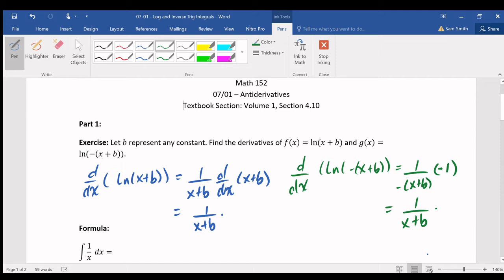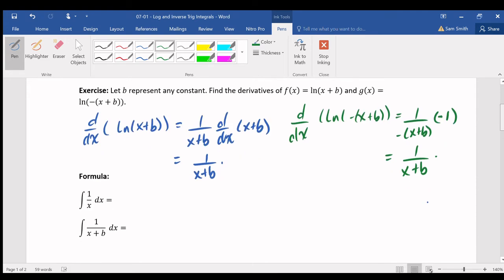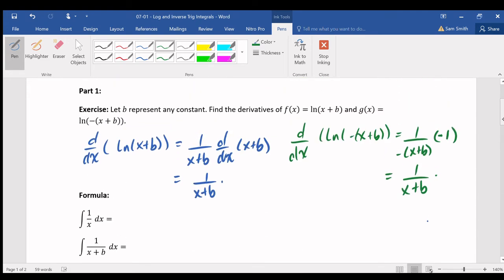This is interesting because we have now obtained two fundamentally different looking functions with exactly the same derivative. So when we take the antiderivative of 1 over x plus b, we'll have to be careful to account for both of the possibilities, that the natural log could be of x plus b or the natural log could be of negative x plus b. And the way that we will account for the fact that the input of the natural log could be either positive or negative is by using the absolute value.